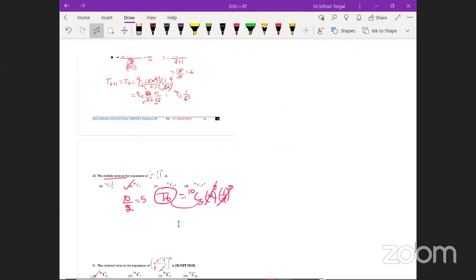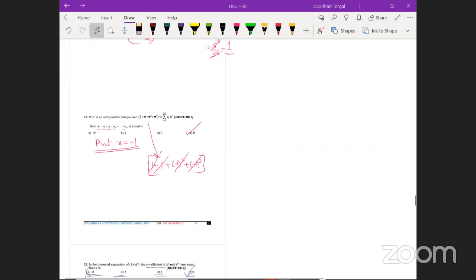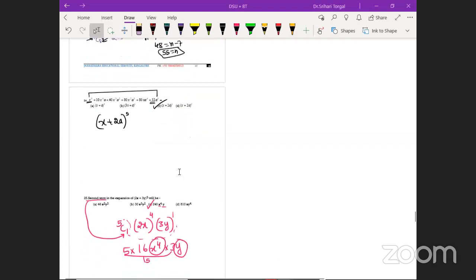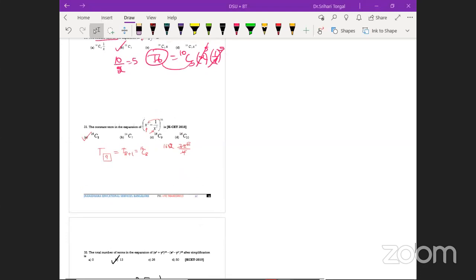That is the end of binomial theorem. Those who have doubt, you can raise your hand. I can allow you to speak here. You have to raise your hand. That is what the 9th term is, the middle term in that one.